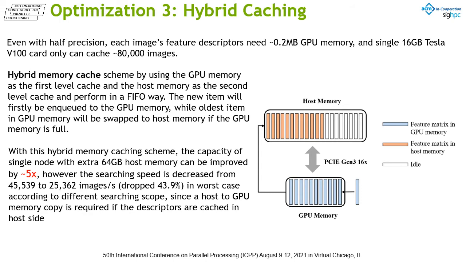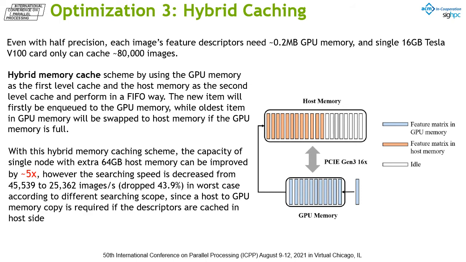Even with half precision, each image needs 768 feature descriptors, and eventually needs about 0.2 megabytes of GPU memory, and a single 16 gigabyte Tesla V100 GPU can only cache about 80,000 images. So we proposed a hybrid memory cache scheme, using the GPU memory as the first level cache and the host memory as the second level cache, performed in a FIFO way. With this scheme, the capacity of a single node with an extra 64 gigabytes of host memory can be improved by about 5 times.